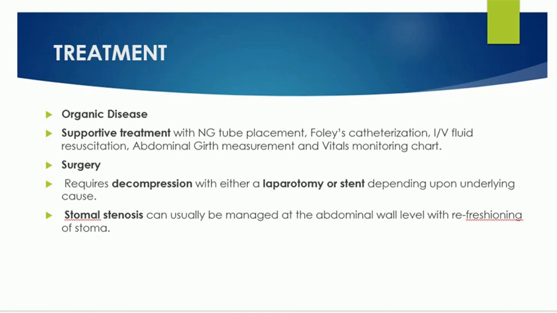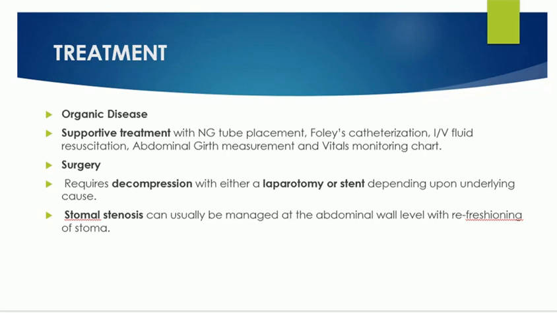What is supportive treatment? You can pass a nasogastric tube for stomach decompression if that is distended. Pass a Foley's catheter because we have to measure urine output while resuscitating this patient. Intravenous fluids are given. Abdominal girth measurement, and the most important part of supportive treatment is monitoring. Monitoring of the vital signs and the abdominal girth measurement will be helpful to see whether the patient is improving or whether your resuscitation is adequate or not. Now, organic obstruction ultimately will require surgery.